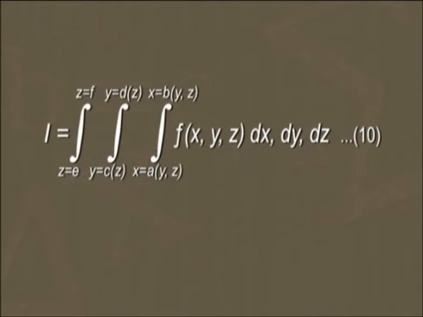Just as in the case of the 2D integral, we can express the above integral as a triple repeated integral, which is I equaling the integration of f of x, y, z dx dy dz, x limit going from a of y, z to b of y, z, y limit going from c of z to d of z, and z limit going from z equal to e to z equal to f. The order of integration is first with respect to x, then with respect to y, and finally z. Note carefully how the limits are applied to each integral.